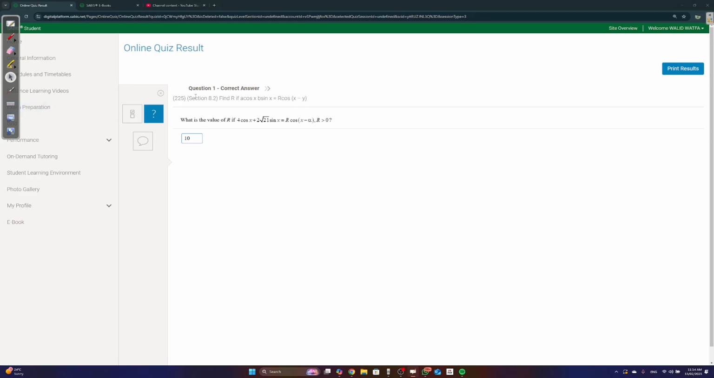Okay, this is 8.2 and 8.3 course practice. We're gonna fly through it. 8.2 is 4 questions. It's all about a sine x plus b sine x is equal to r cosine x minus alpha.